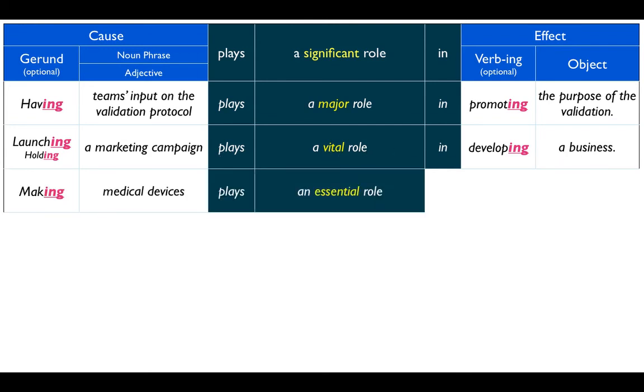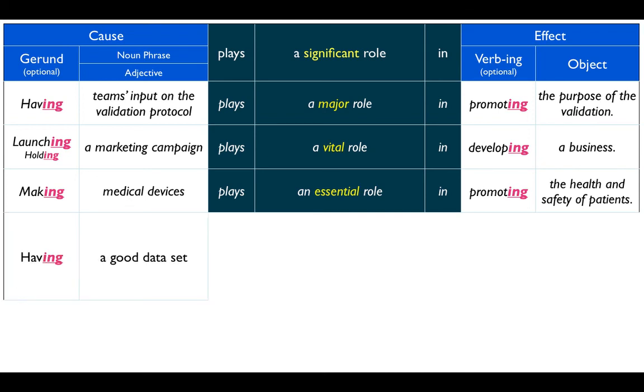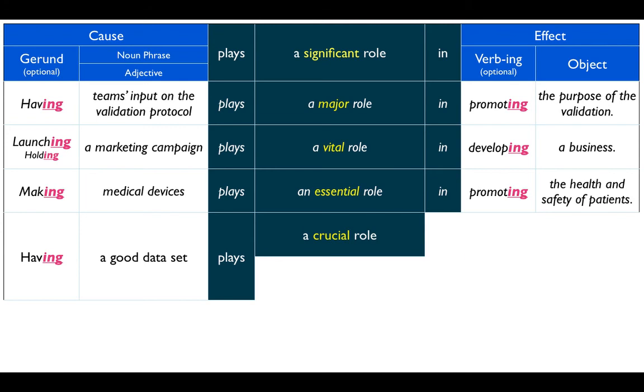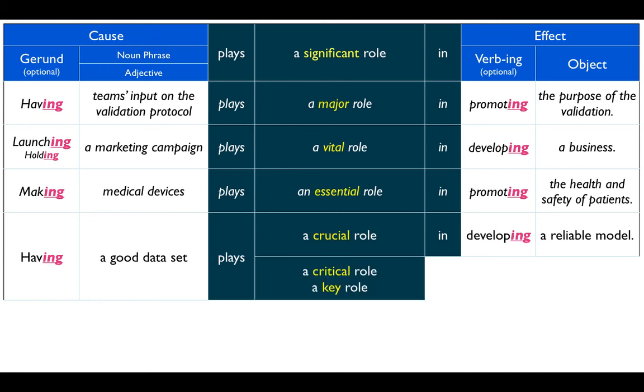Making medical devices plays an essential role in promoting the health and safety of patients. So one of the students there is working in the medical device area, and that's the example they gave us. Having a good data set plays a crucial role in developing a reliable model. Wow, there's a very good one as well. I think that was somebody who was studying data analytics. Or having a good data set plays a critical role, a key role in, and then verb ing to whatever you want to say there.